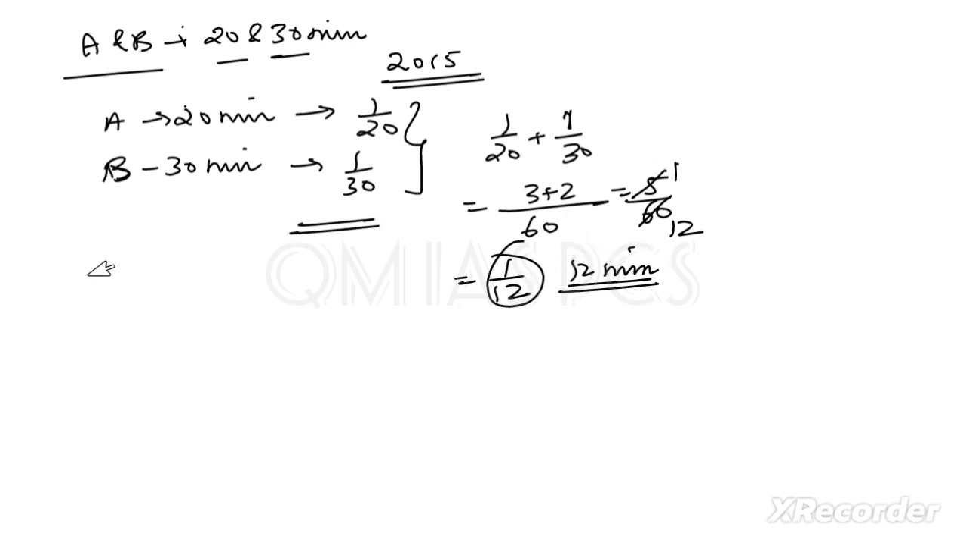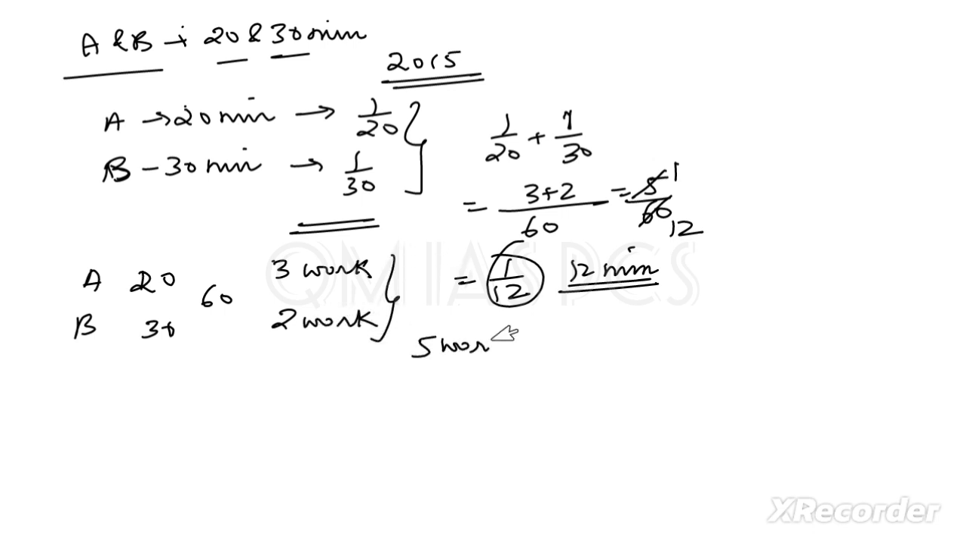Second method: A and B, this will be 20, this will be 30. What is the LCM of 20 and 30? We have to take the LCM here, it will be 60. Part of work done by A will be 3 work in 1 minute, and for B it will be 2 work in 1 minute. When you combine this, it will be 5 work in 1 minute, and total work is 60.